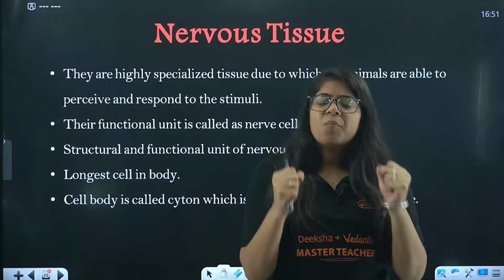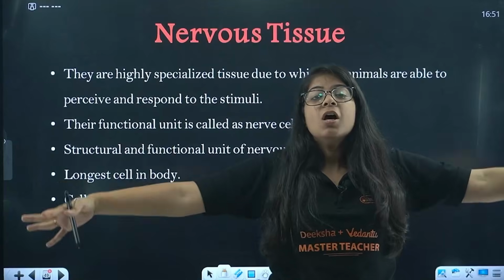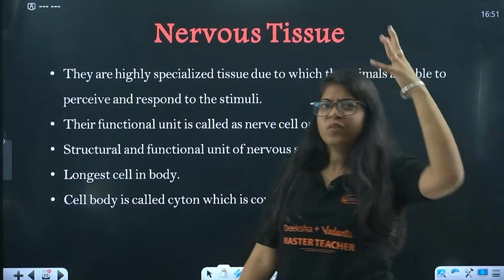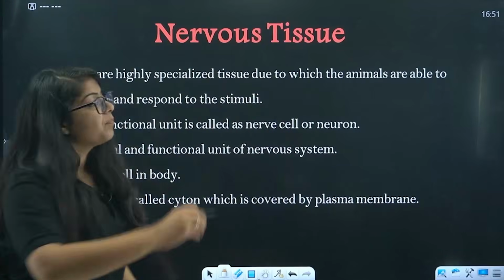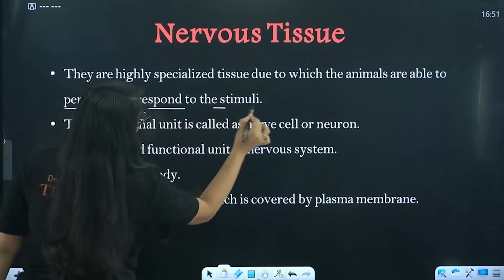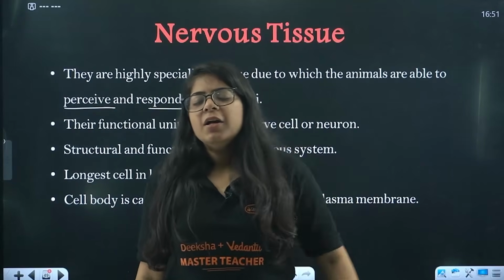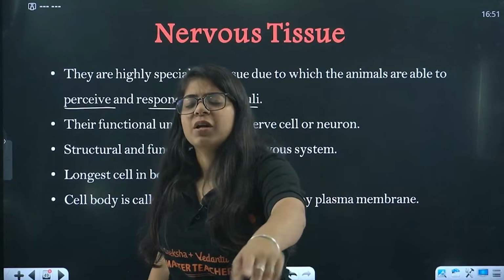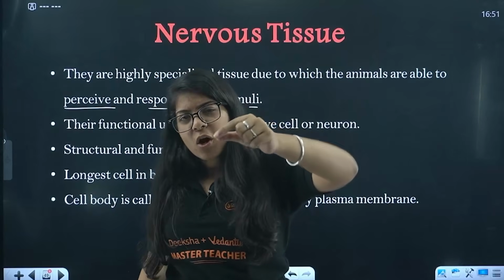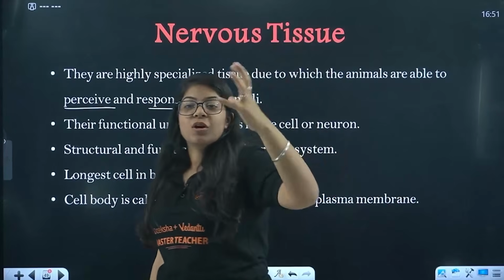Now these are complex, highly specialized tissues. Inside the brain they coordinate, they support, they think for my whole body and they overthink at night as well. So these are highly specialized tissues due to which animals are able to perceive and respond to the stimuli. Now you are sleeping and your friend touches your hand on a hot vessel and you pull away, even though you're sleeping, your brain knows that this is hot and I have to take my hand off. That's how complex your nervous system, your nervous tissue is.